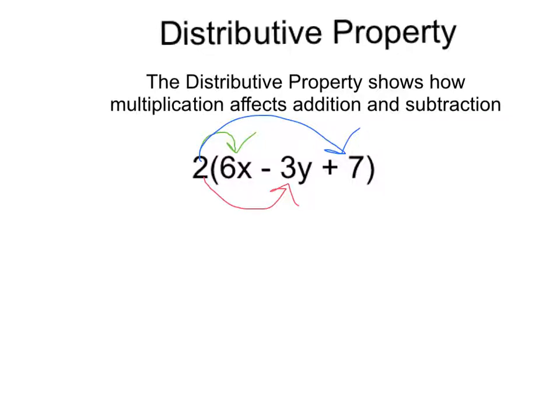So if we have 2 times 6x, that gives us 12x. Then 2 times negative 3y gives us negative 6y. And 2 times positive 7 gives us positive 14. So this is an equivalent expression or an equivalent equation for 2 times parentheses 6x minus 3y plus 7.